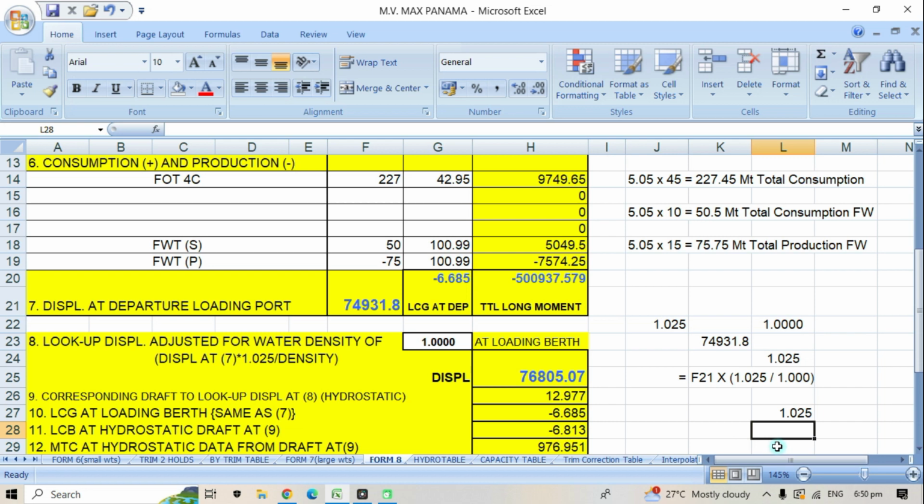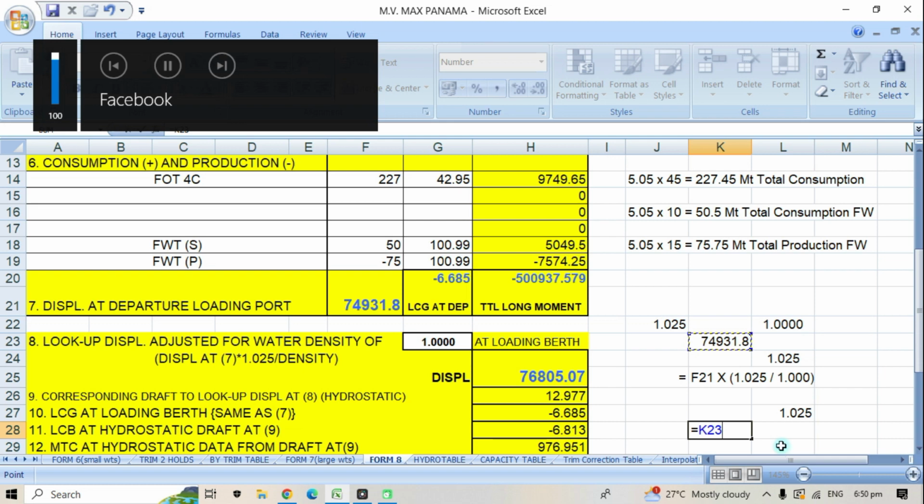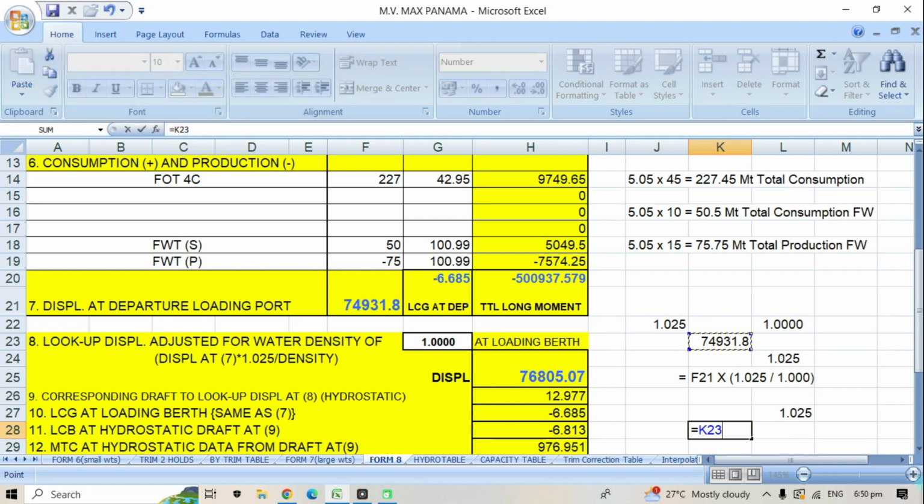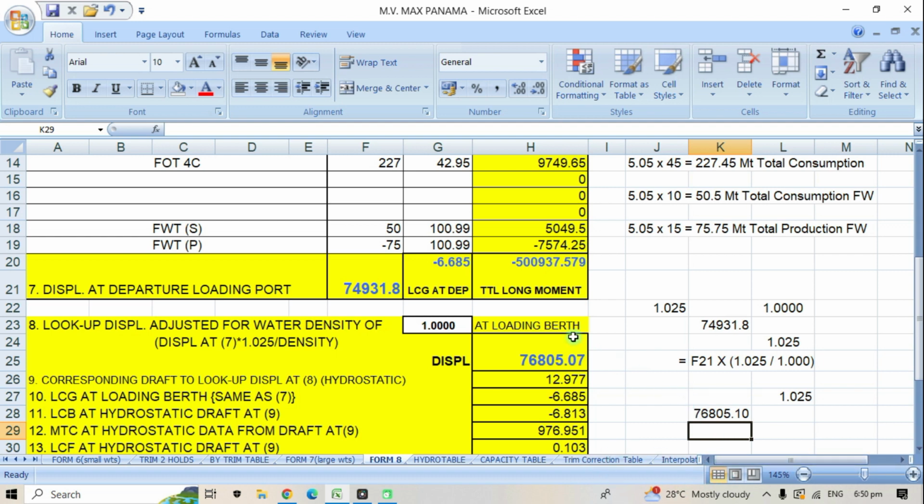So here, displacement multiplied by this one, times, I'm sorry, times this. Once again, displacement times this one. Here you got, guys, this is the answer. So this is with the density of 1.00, this will be your displacement, 76085.1. So this is how you get this one, guys.